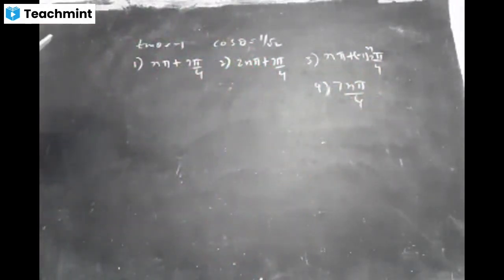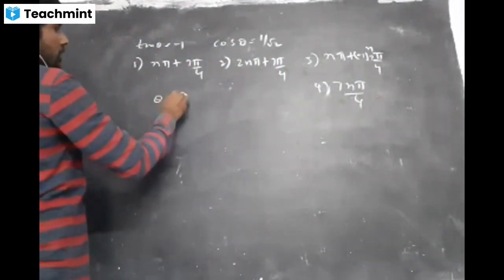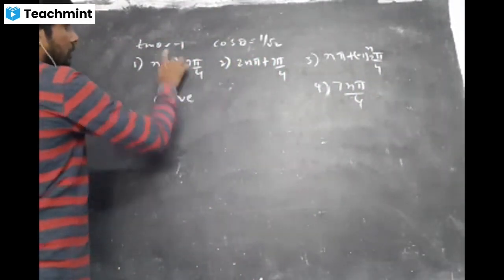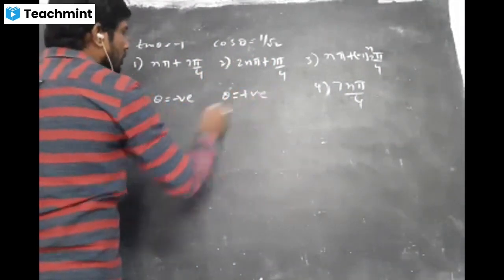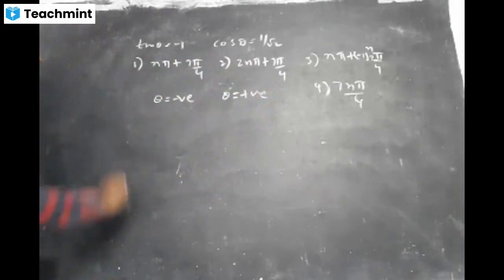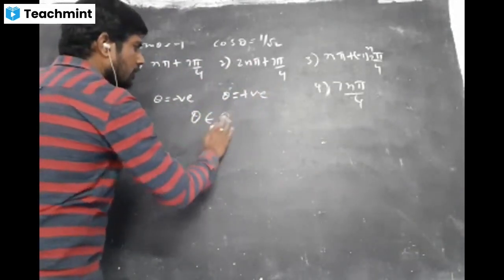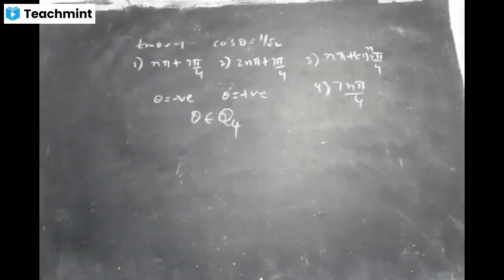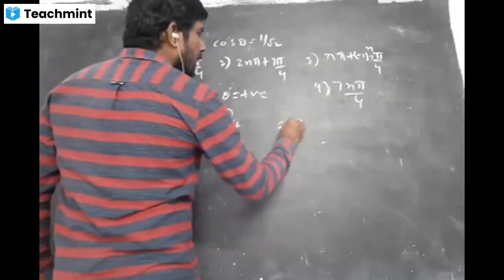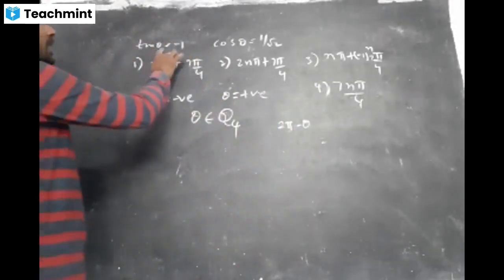So common values means tan theta is a minus value and cos theta is a plus value. So cos theta is plus and tan theta is minus. In which quadrant? Fourth quadrant. Theta belongs to quadrant 4. In that quadrant 4, it is 2 pi minus theta.